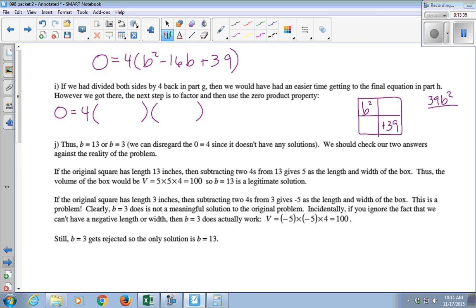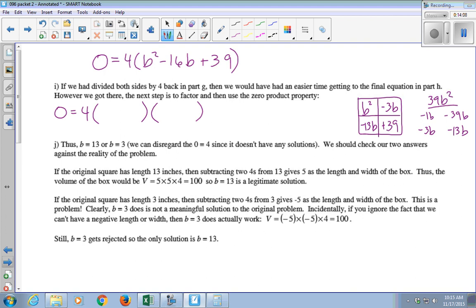Good. All right, so I could have -1 and -39. Do they add to -16? No. Okay, what else goes into 39? 3 and 13, yeah. So I could have -3b and -13b. Those do add up to -16b. So that's what goes in your other two boxes, -3b, -13b.